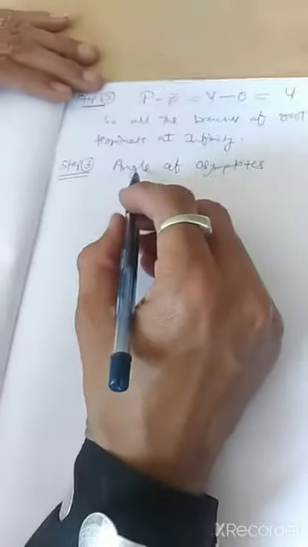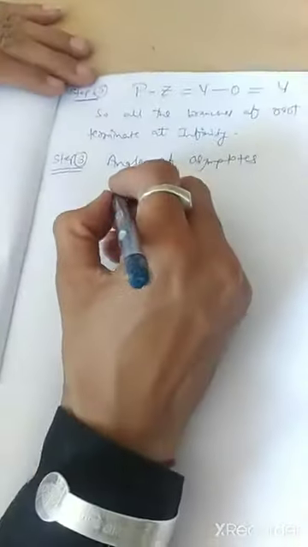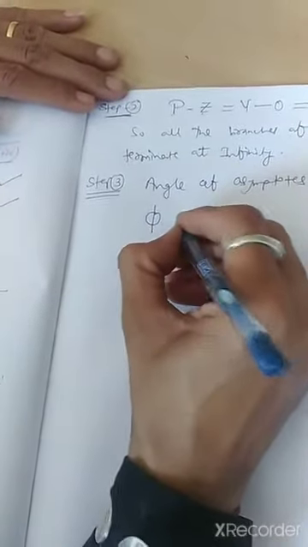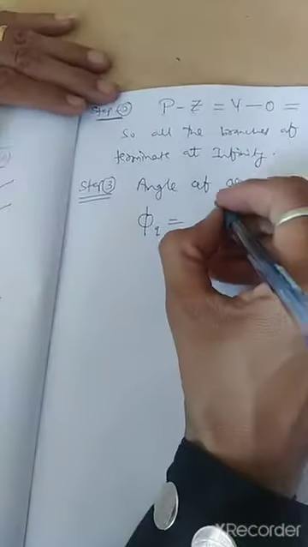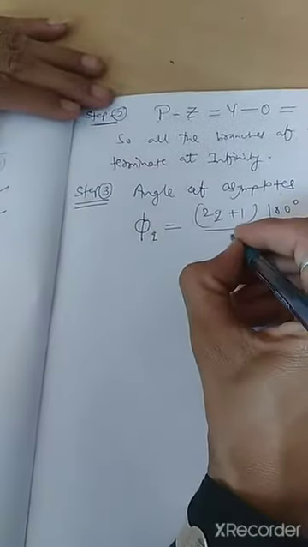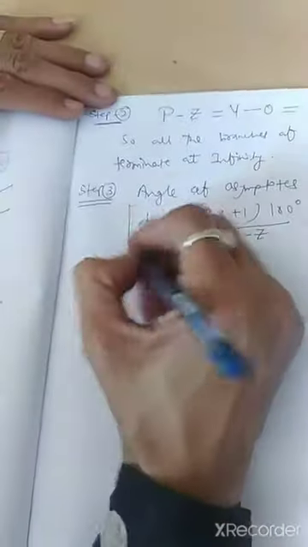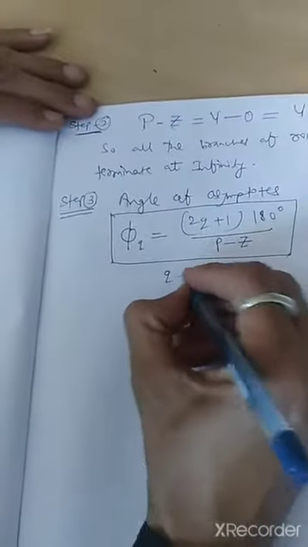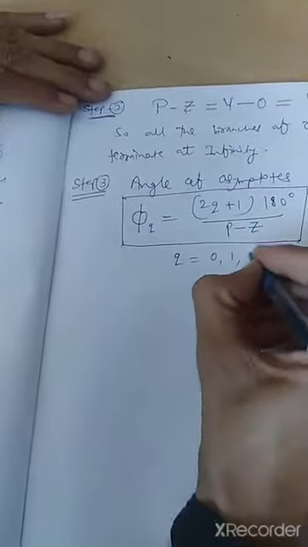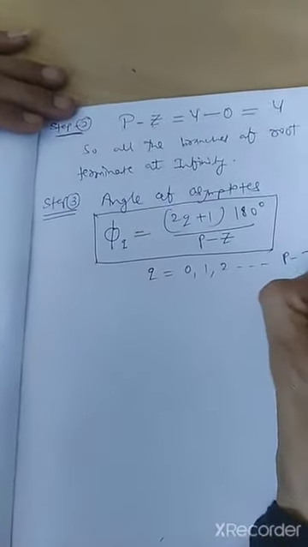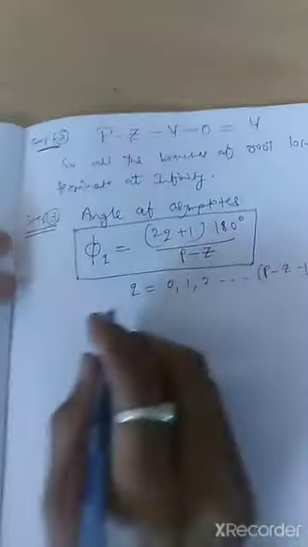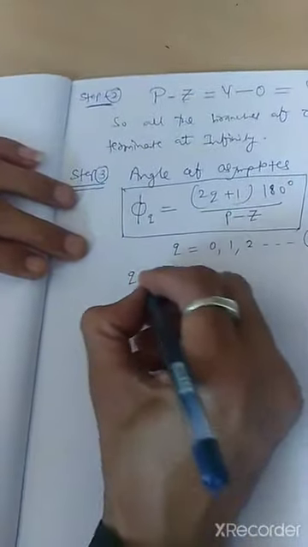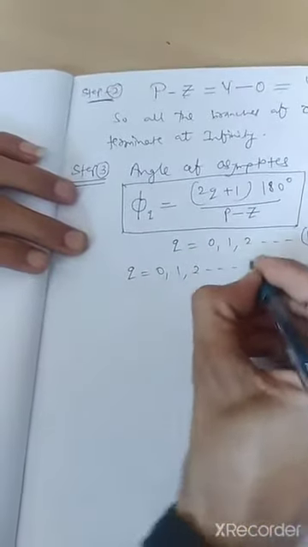So in step number 3, we find out the angle of asymptote. Here, let's suppose phi is the angle of asymptote. Say phi q is equal to (2q plus 1) multiplied by 180 degrees divided by number of poles minus number of zeros. This is the basic formula, where the value of q starts from 0, 1, 2 up to p minus z minus 1.